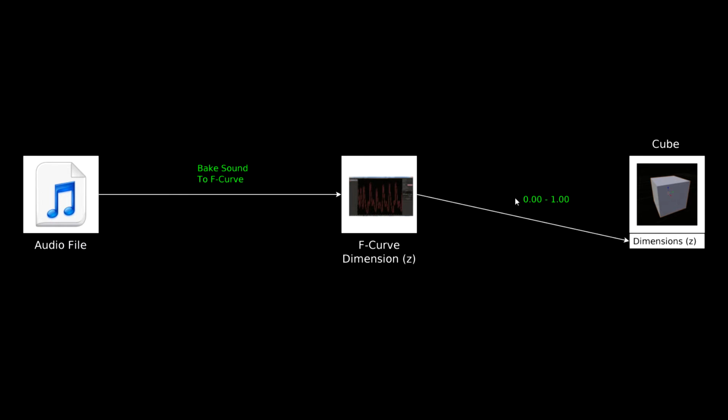Note those numbers here. This is the value range. If you import audio into an F-curve, the resulting values are usually between 0.0, this means absolute silence, and 1.0, this is 0 decibels full scale. When it starts clipping, when everything gets red and it is distorted, and so on.